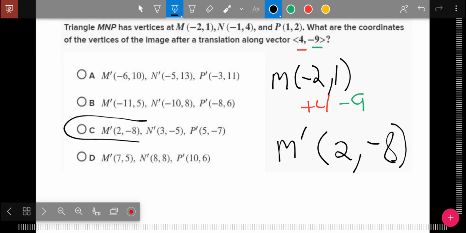And I can continue to do that for points N. -1 plus 4 is 3. 4 minus 9 is -5. And P, 1 plus 4 rather is 5. 2 minus 9 is -7. And I get that answer there, C.